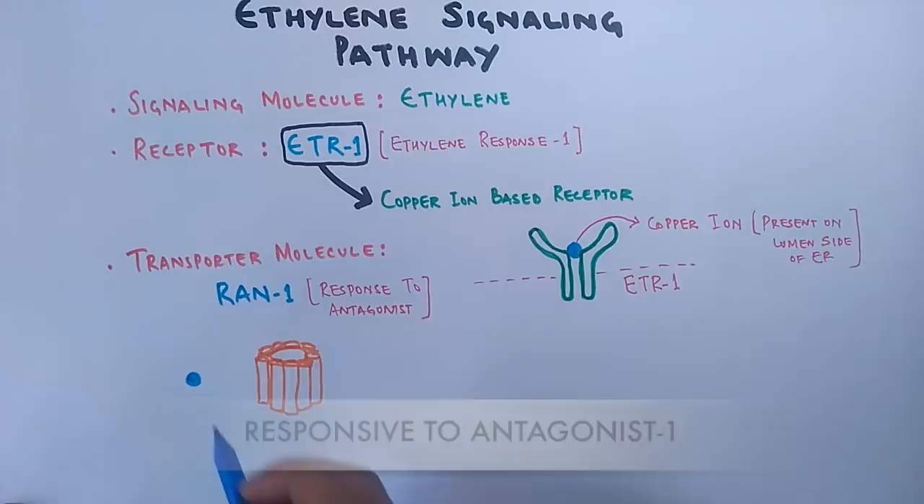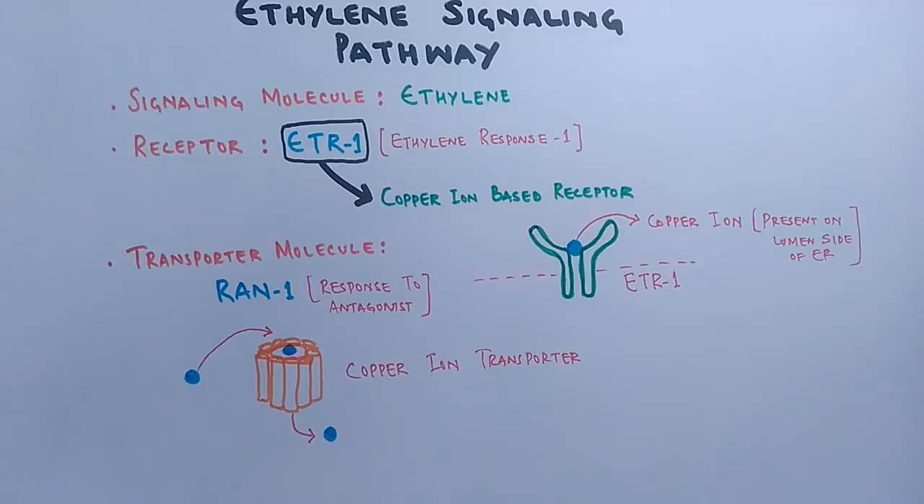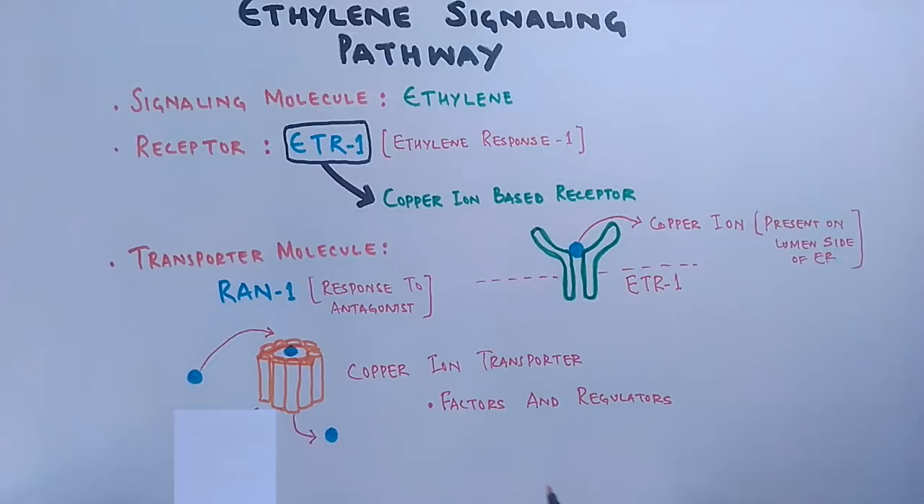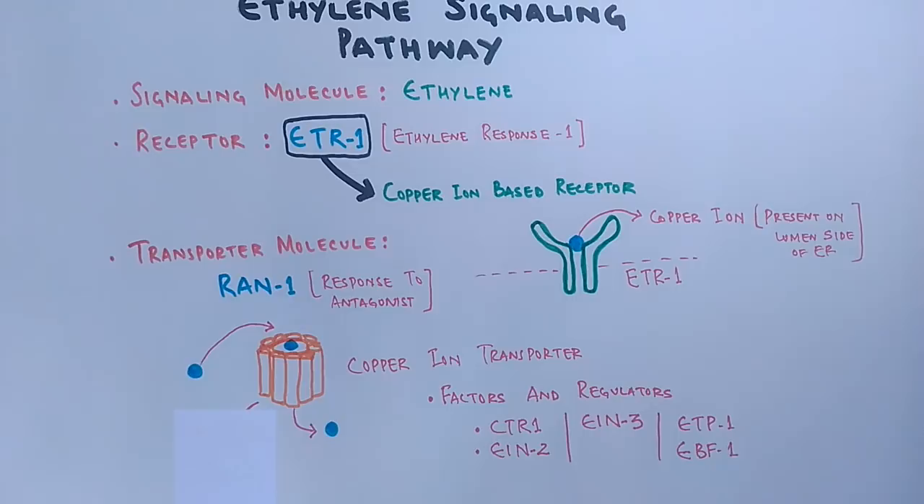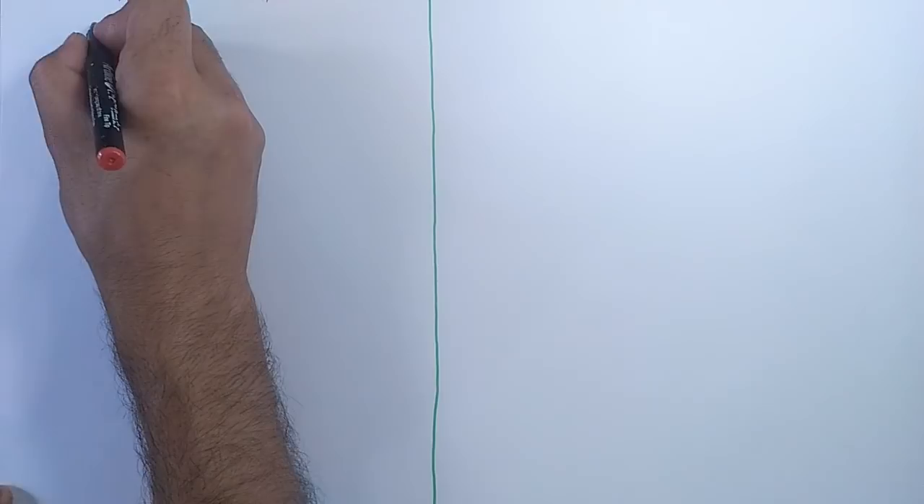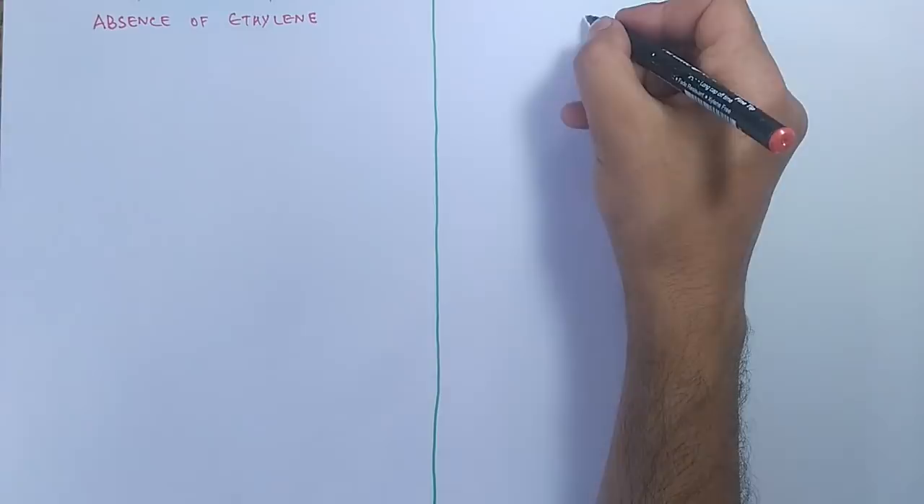And not only these molecules are present for this ethylene signaling pathway, but we also have some other factors and regulators in this ethylene pathway, like CTR1, EIN2, EIN3, ETP1, EBF1, and so on. Now let's discuss the signaling pathway directly. We have two conditions here. One is the absence of ethylene and the other being the presence of ethylene.